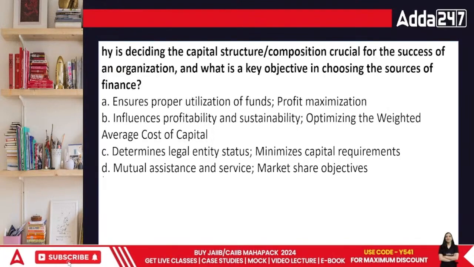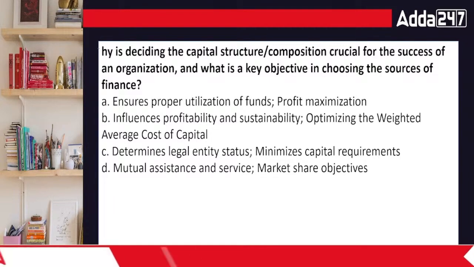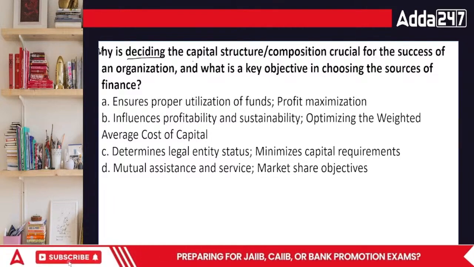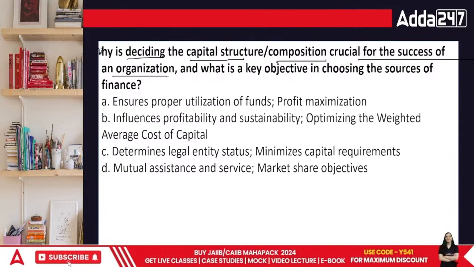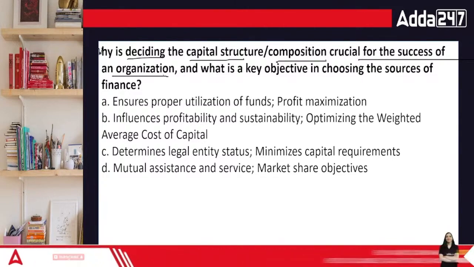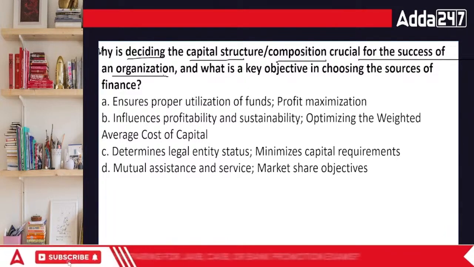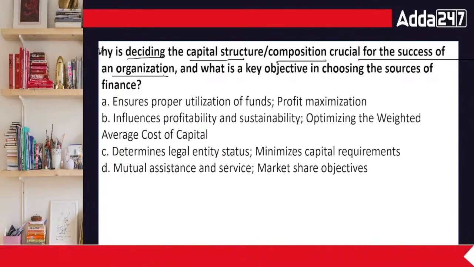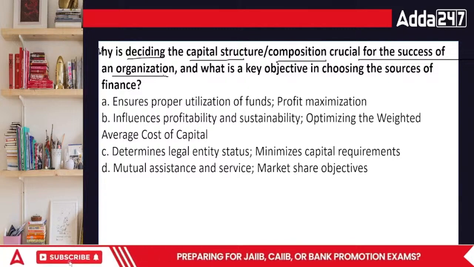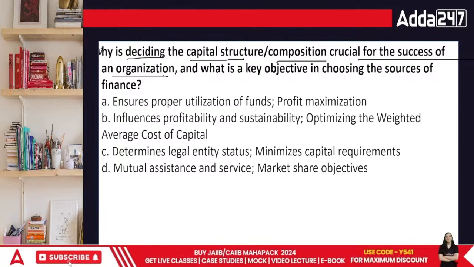Okay. The next question is, why is deciding the capital structure composition crucial for the success of an organization? Capital structure plays a very important role, because the perfect blend will make sure that both the lenders and the owners are happy. If you pay more to the lenders as interest and principal repayment, and the owners are sidelined, the owners are going to feel terribly bad about it. That creates a lot of problems.